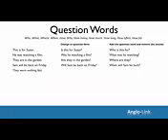They were walking fast. Let's change to question form and then add how. Were they walking fast? How were they walking?